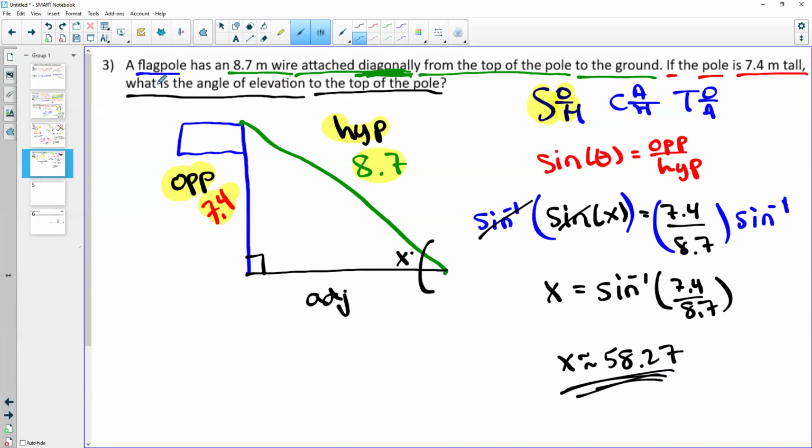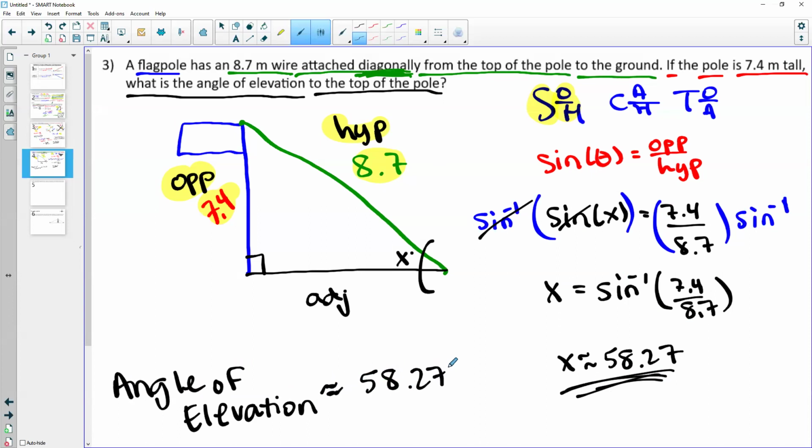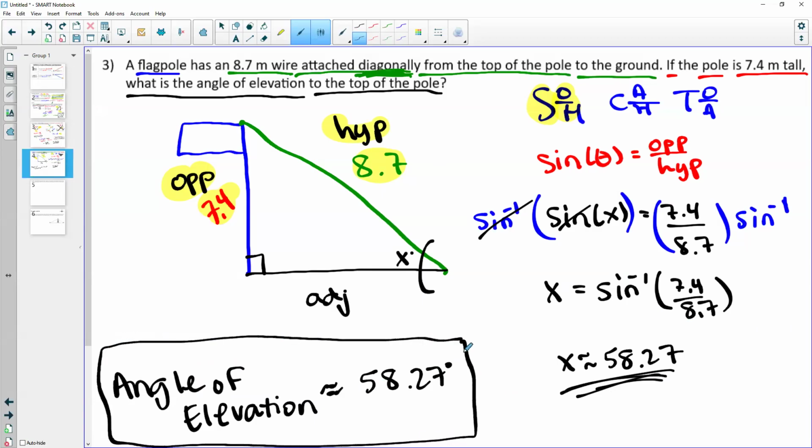We can answer the question, what is the angle of elevation? Angle of elevation is what we got for x. It is approximately 58.27 degrees. So that represents our angle of elevation for this problem.